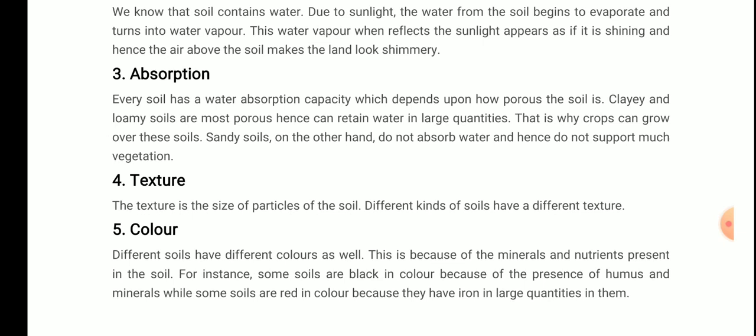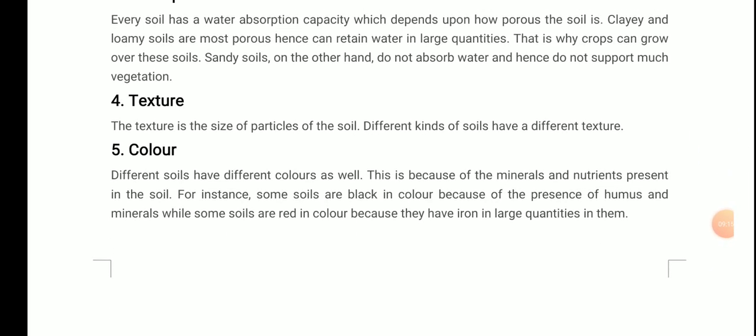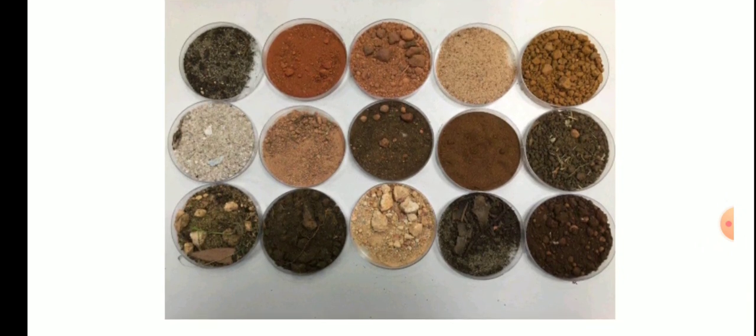When we were discussing the horizons of the soil, you might remember that the topmost layer, the A horizon, has a large amount of humus, so it is dark in color compared to the soil below it. So some soils are black because of the presence of humus and minerals, and the red color of the soil is due to the presence of large amounts of iron. This is another property of the soil related to color, and we all know that the color of the soil depends on the region where the soil is present. Clear, students? So you can say these are different types of soil with different colors and textures.